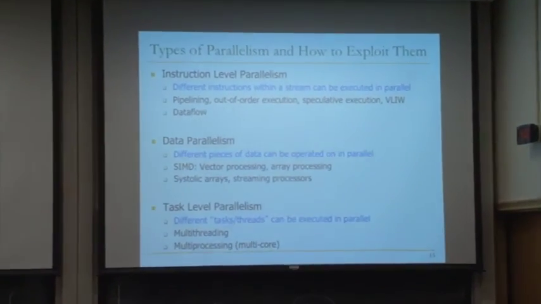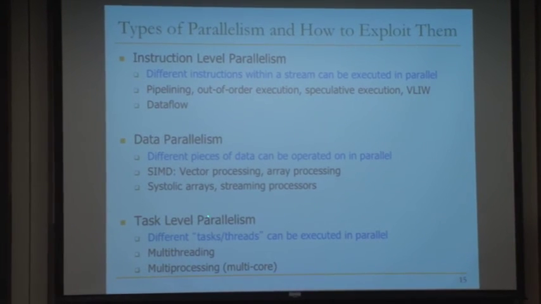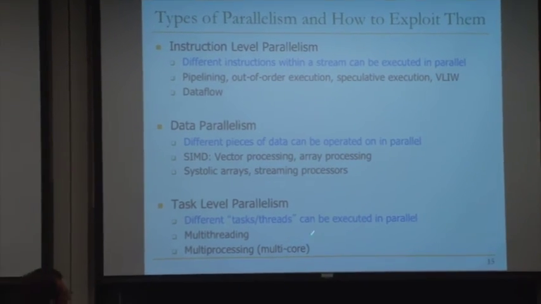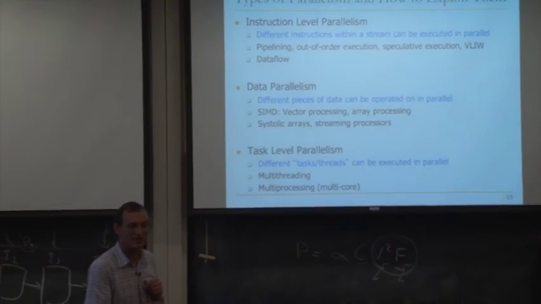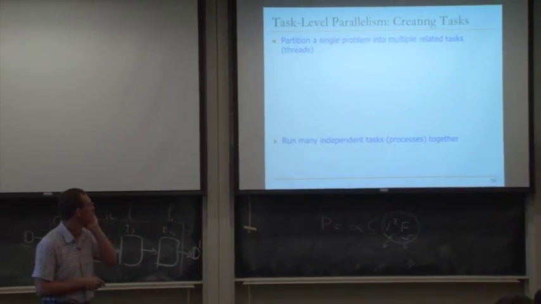In task level parallelism, your parallelism granularity is coarser. You have different tasks and threads that can be executed in parallel. And we will occupy ourselves a lot with that, with multi-threading and multiprocessing. Let's take a look at the different forms of task level parallelism also.